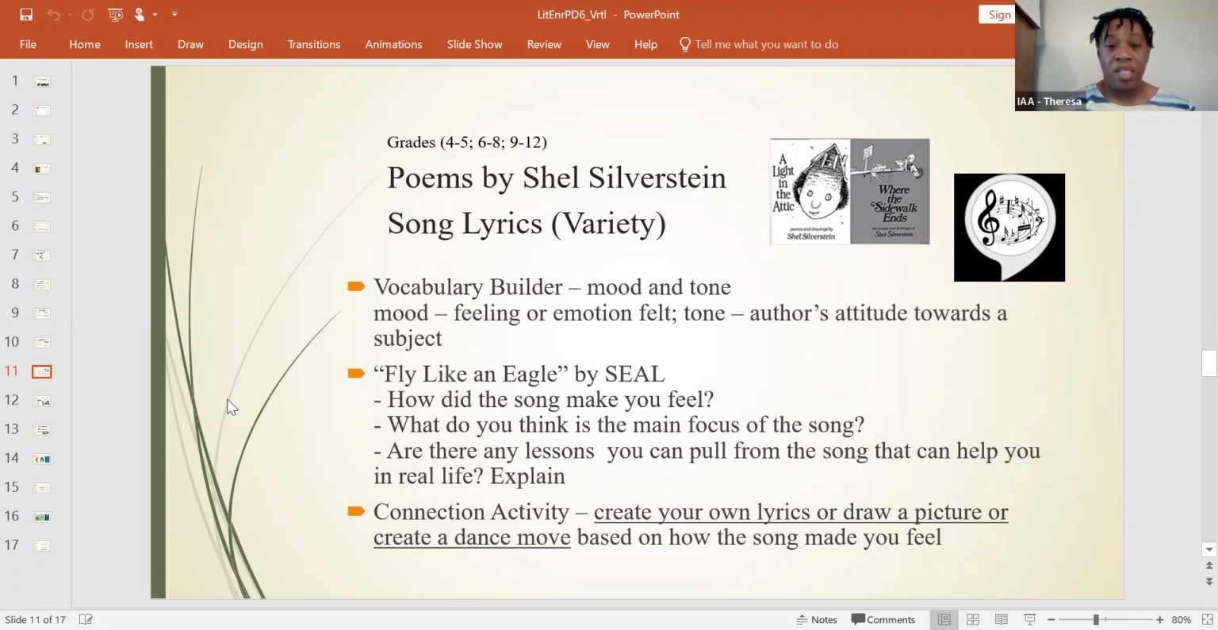And then the connection activity that I have is that they'll be able to create their own lyrics. They can draw a picture or create a dance move based on how the song made them feel. So again, doing that connection activity, it's connecting what you're doing to their world. And again, this creates that lifelong learning that we want them to have, that's knowledge and skills we want them to be able to have when they leave our program.